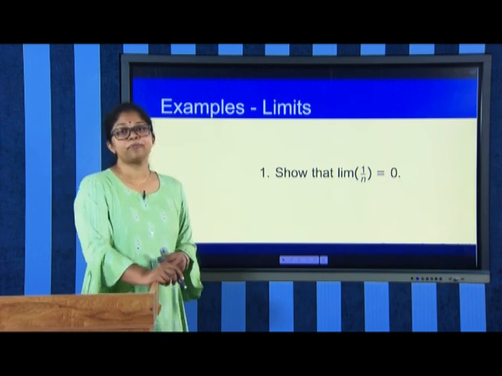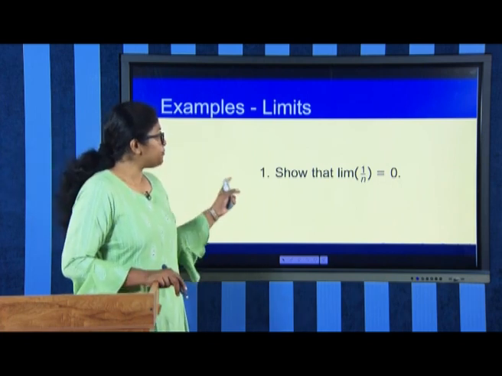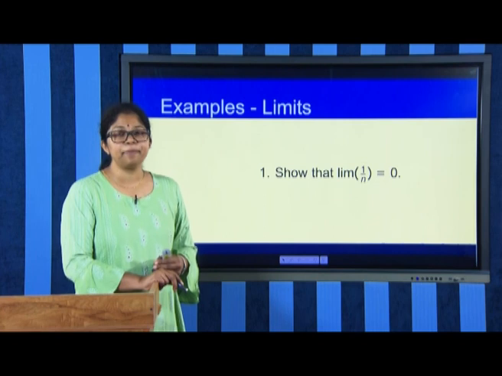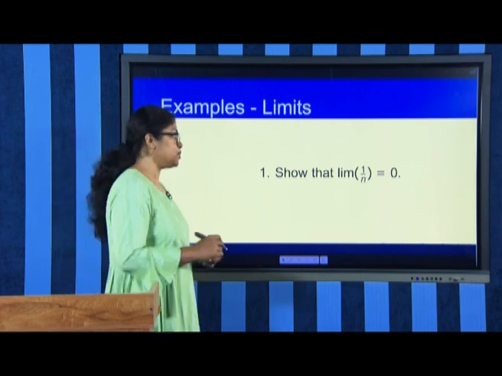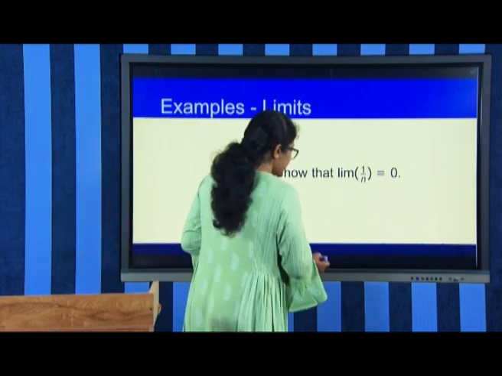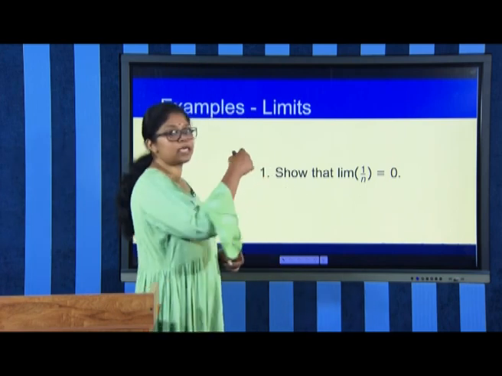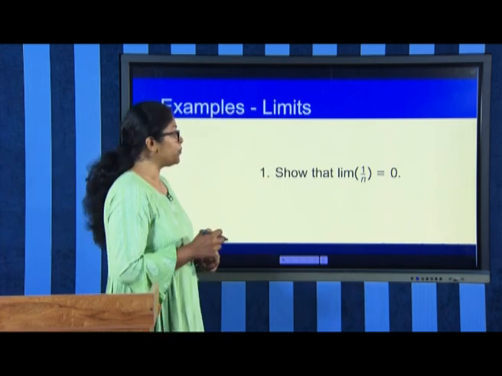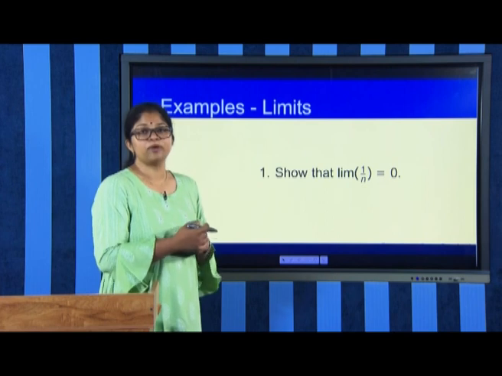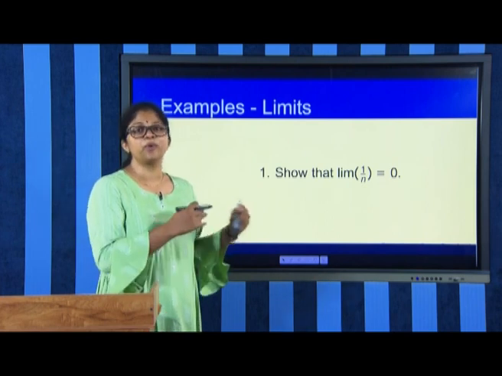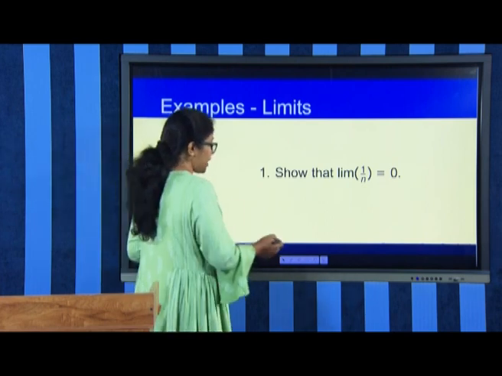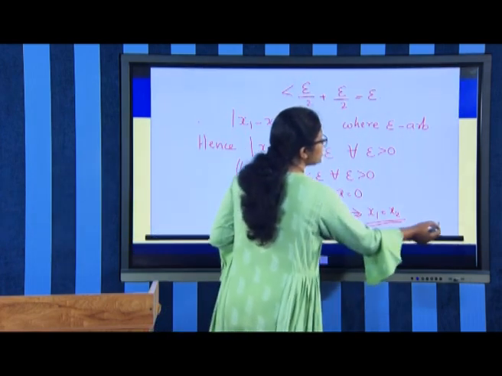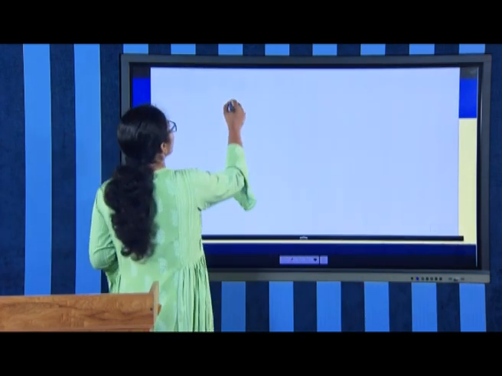Now, we can see some of the examples. The first question is, show that limit of 1 by n is equal to 0. So, we have seen in the graph itself that the sequence 1 by n is going to 0, but we need a rigorous proof because we are learning analysis, we need a proof for everything. How can we prove it?